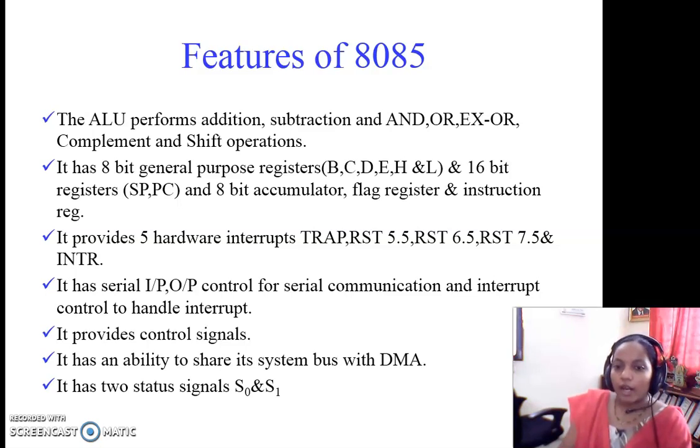It provides 5 hardware interrupts, that are TRAP, RST 7.5, RST 6.5, RST 5.5 and INTR. In this, TRAP is the highest priority interrupt. It has I/O control for serial communication and interrupt control for handling interrupts. It provides control signals. It has the ability to share the system bus with direct memory access. It has 2 signals S0 to S7.